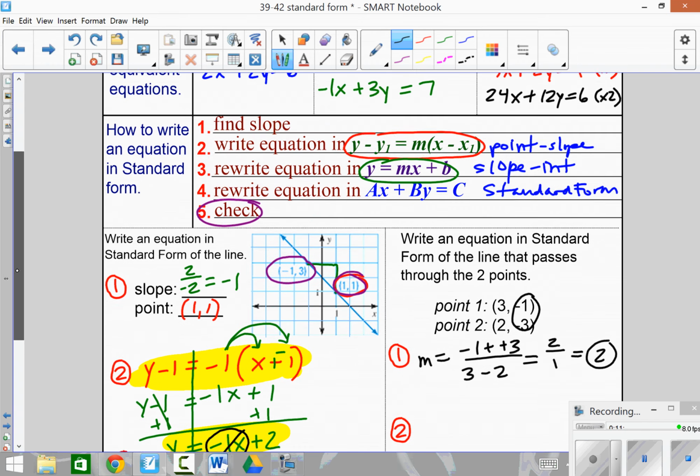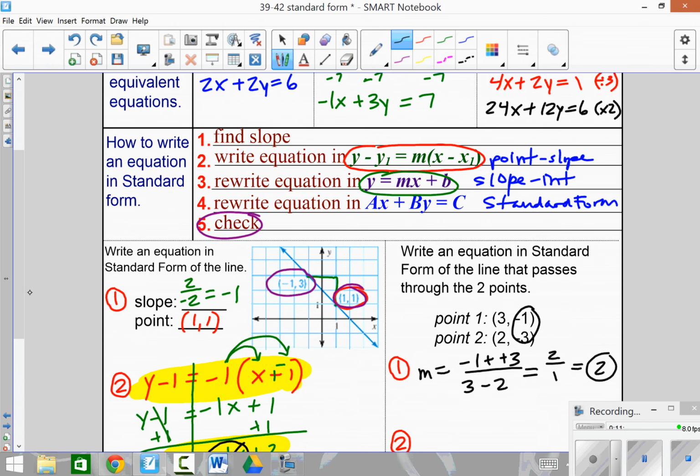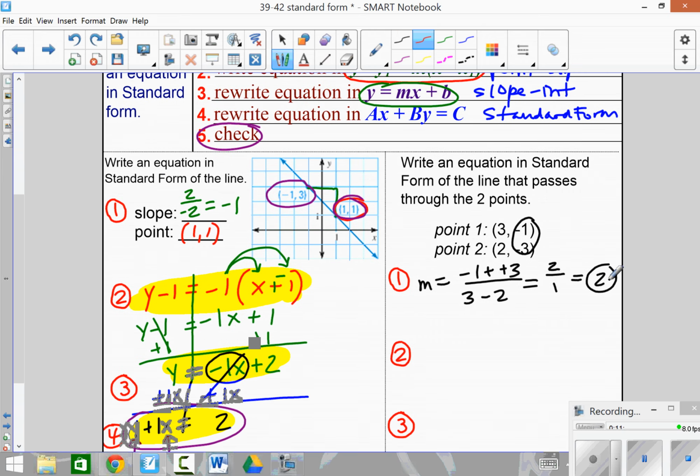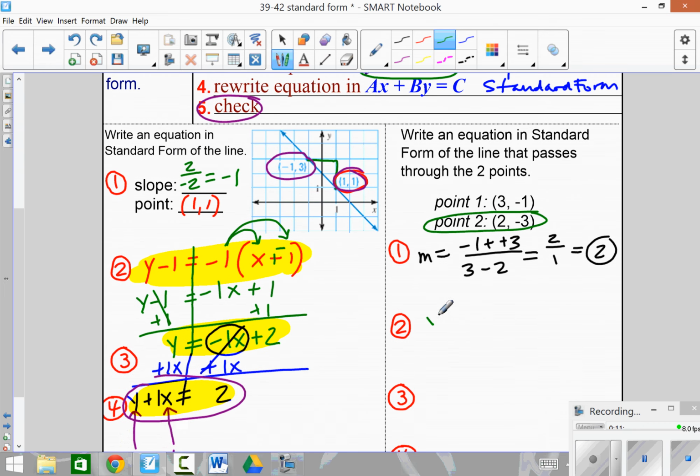Second step. Write an equation in point-slope form, okay? Point-slope form, we already have our slope. Let's pick an ordered pair. You can pick 1 or 2 here. It's up to you. I'm going to use the ordered pair 2, negative 3. So here's my point-slope form equation. y minus negative 3, which is the same thing as saying plus 3, equals my m, parentheses x minus my actual x here, which is a 2. Second step is done.